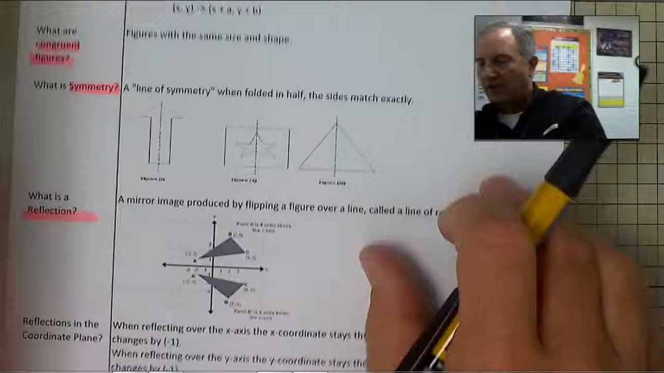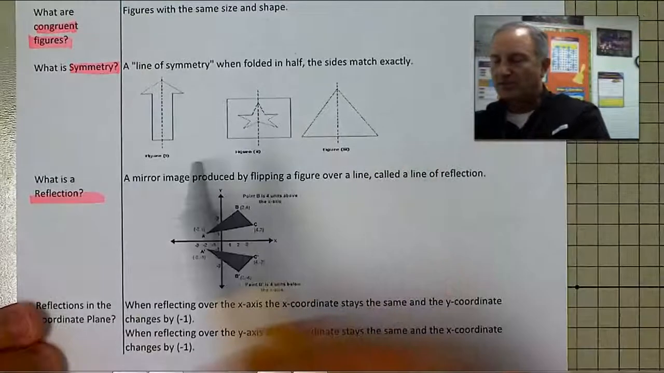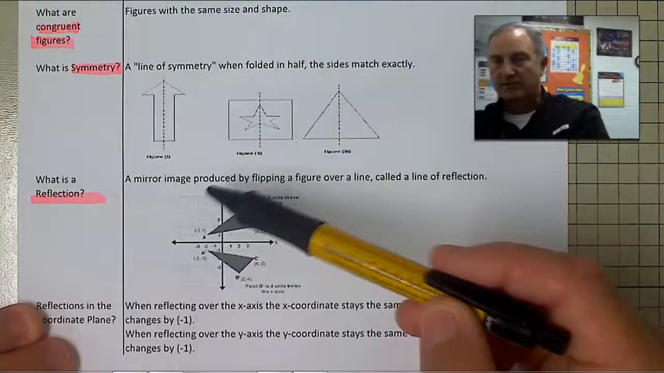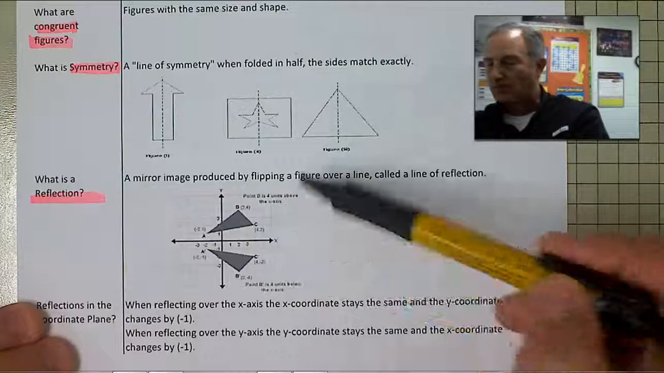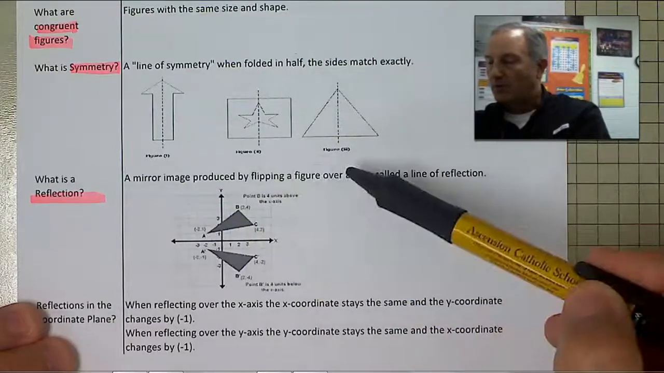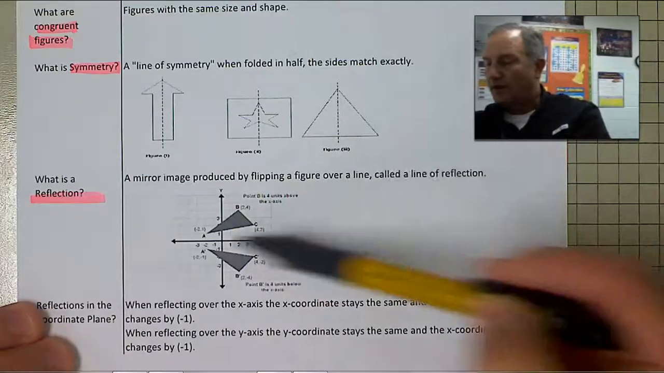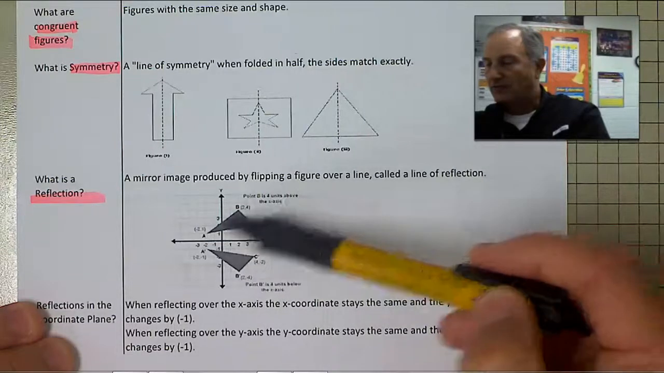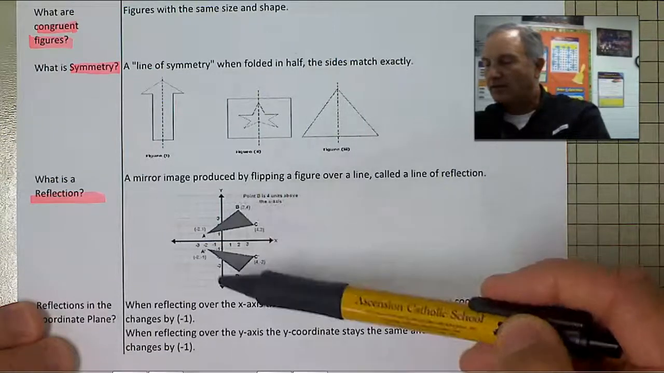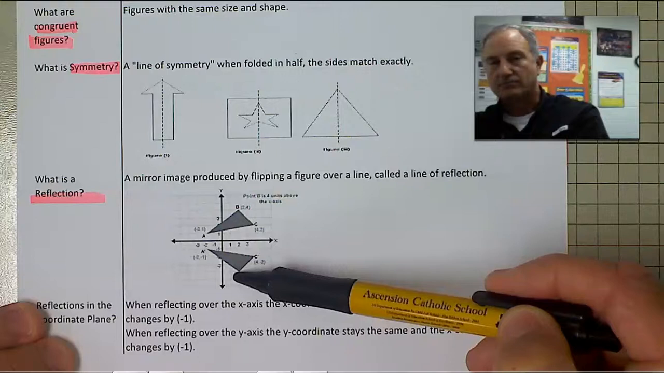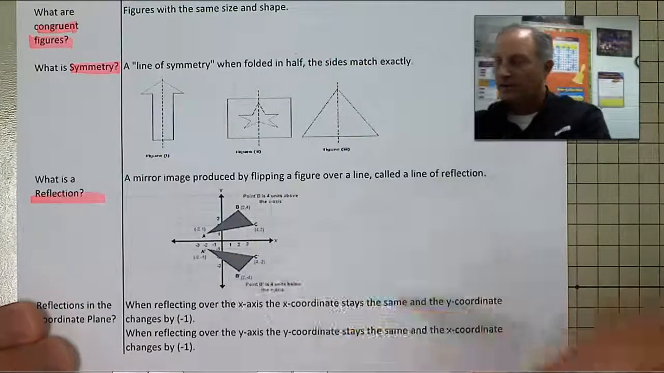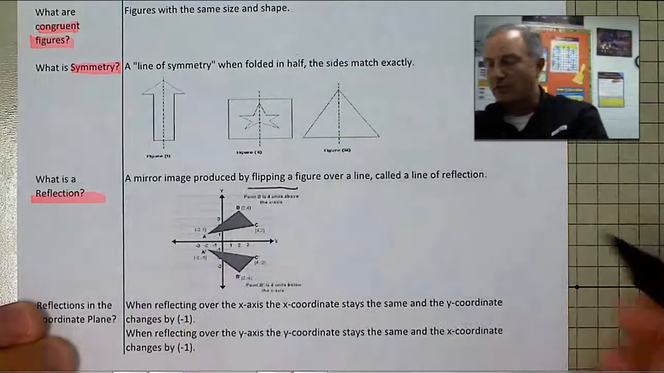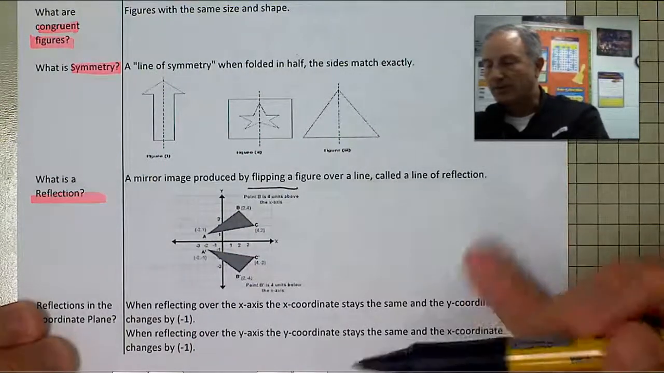A reflection. Well, a translation is sliding it. A reflection is like looking in the mirror, okay? It's a mirror image produced by either flipping it over the X or the Y axis, okay? If we had this triangle figure here and I reflected it over, I'm flipping it over, okay? A reflection is like flipping it over, okay? And I'll show you an example of that on the graph.